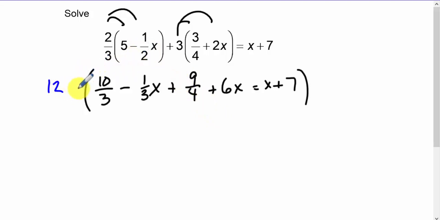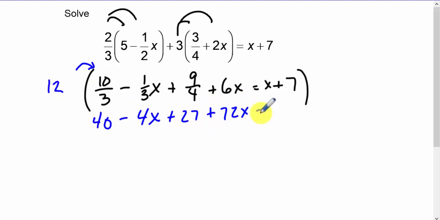Then I go through and give every one of these numbers on both sides of the equation a multiple of 12. So this guy reduces to a 4, so I have 40. Second one reduces to a 4 as well, and I have 4x. Third one reduces to a 3, and 3 times 9 is 27. 6 times 12, 72. 12 times x is 12x. 12 times 7 is 84. And then combine like terms where you see them.